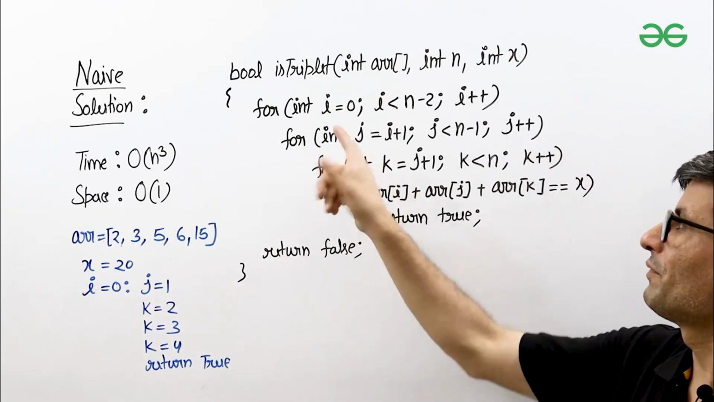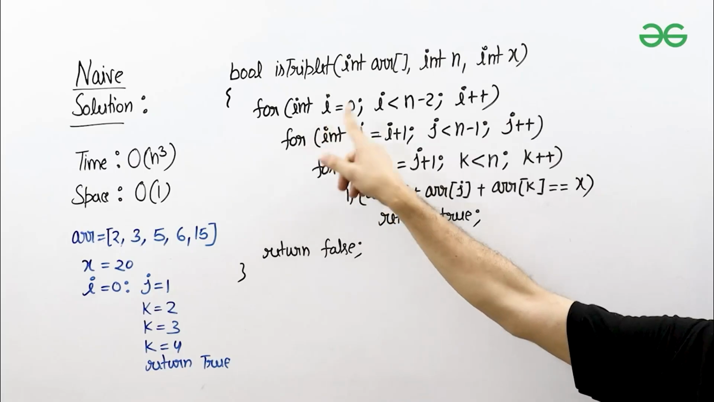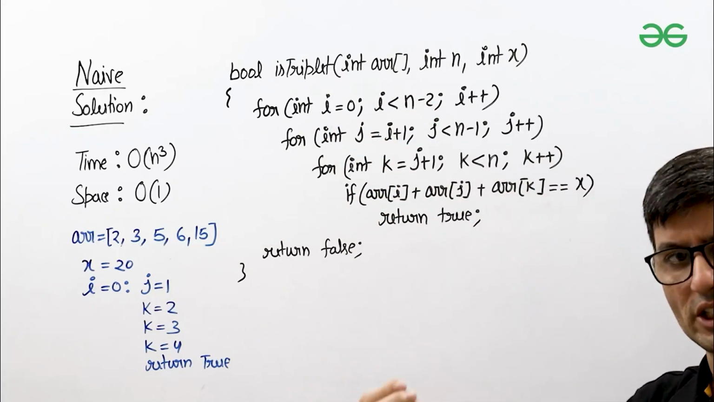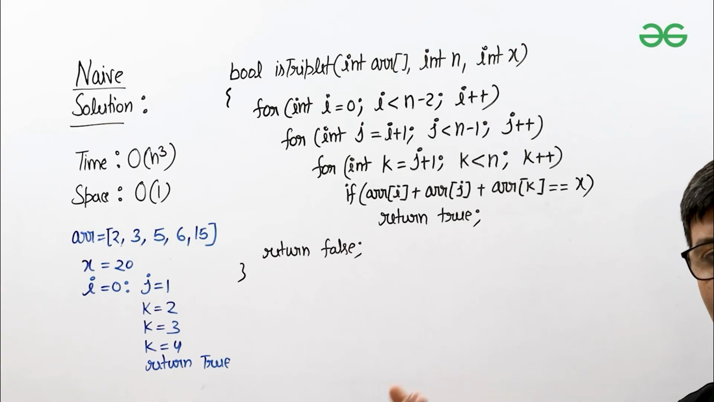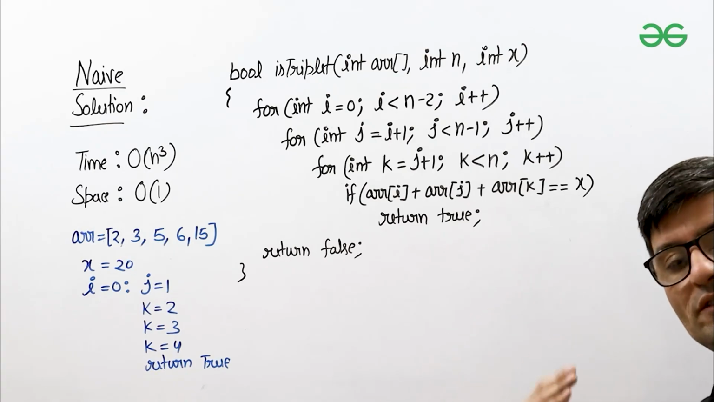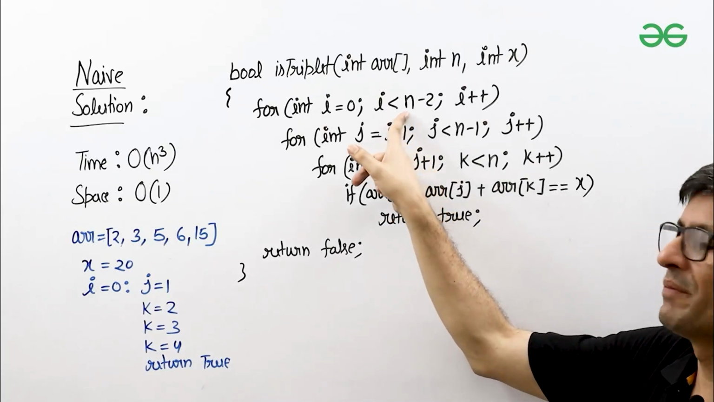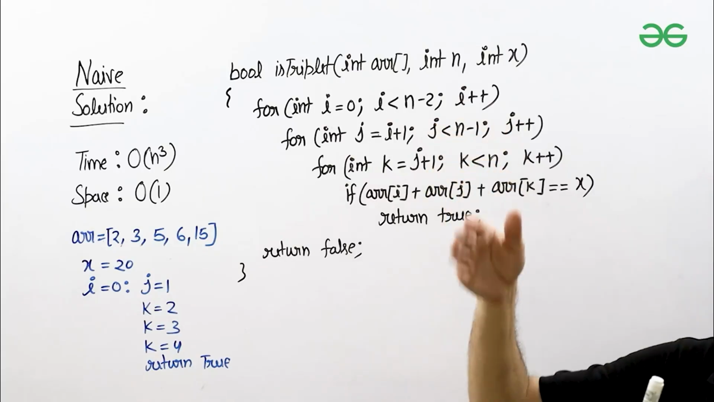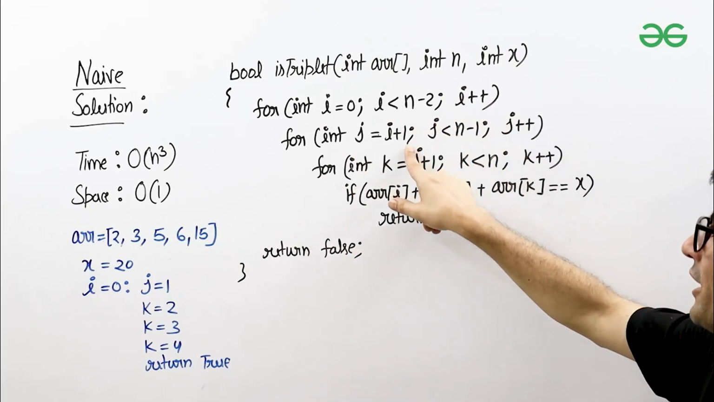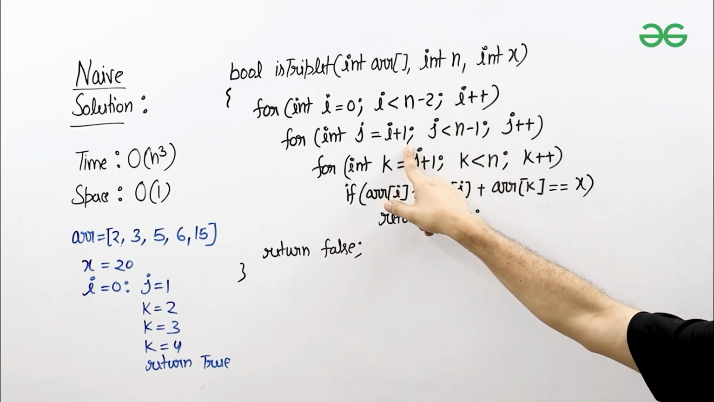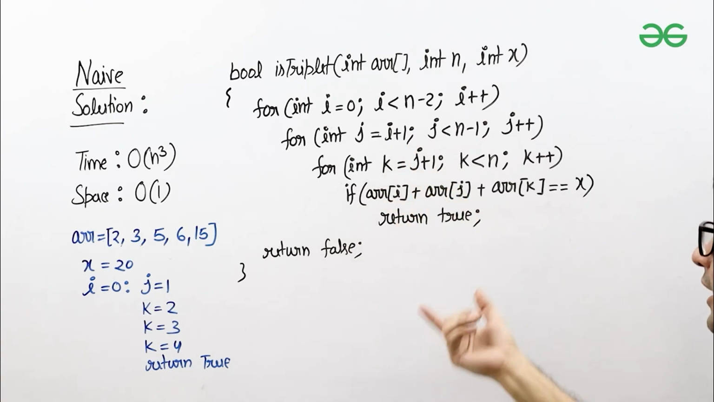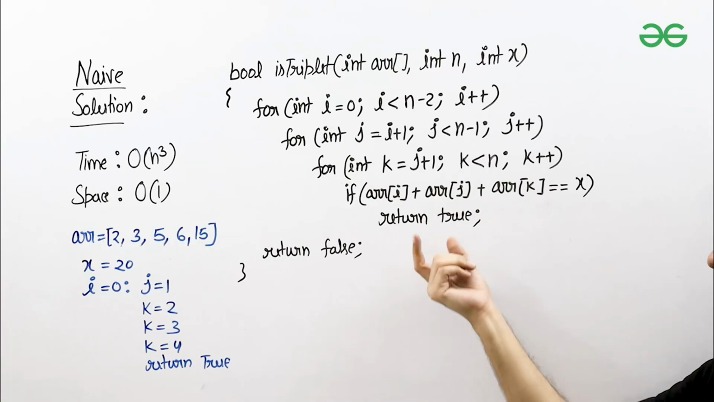So we are going to pick the first element from index 0 to n minus 3, right? Because we are picking this way. The first element is picked, then the second element is picked as every element on right of it. Then the third element is picked as every element on right of the second element, right? So the first element's index is never going to go beyond n minus 3, because there should be two elements after it. The second element is picked as every element on right of the first element. The third element is picked as right of the second element. And if we find a triplet whose sum is equal to x, we return true.